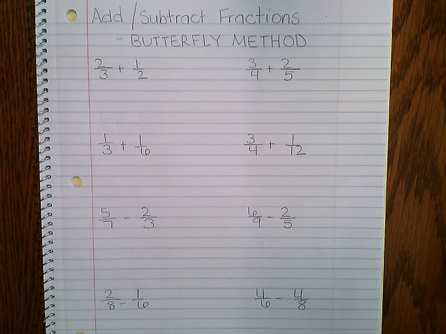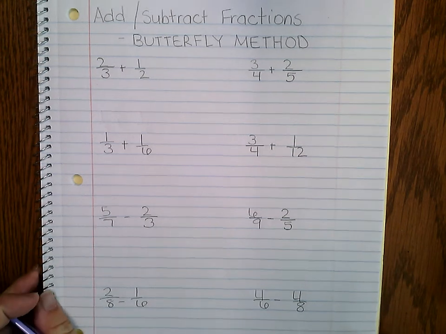When you're adding and subtracting fractions, you have to make sure that they have the same denominator, or what's called a common denominator. An easy strategy for us to use to do that is the butterfly method. The reason it's called the butterfly method is because you do some circling of numbers and it kind of looks like a butterfly when you're all done. So let's look at the first one.